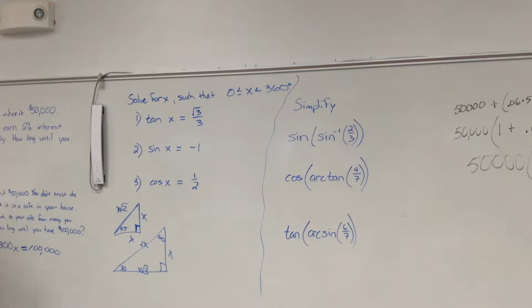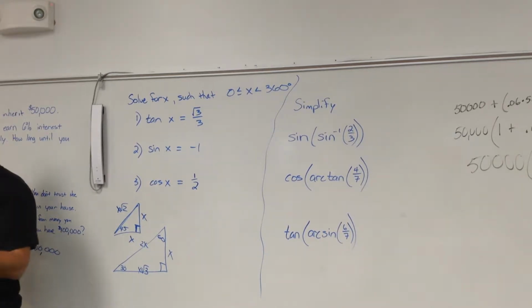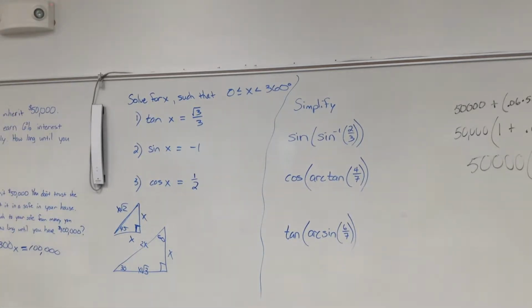60s. Sine of 30? Half. Cosine of 30? Root 3 over 2. Sine of 60, root 3 over 2. Cosine of 60, 1/2. Okay? We got our 45s done. Sine of 45? Root 2 over 2. Cosine 45? Root 2 over 2. Tangent 45? 1. Okay? Then we got to get our tangents done. Tangent of 60? Root 3. Tangent of 30? Root 3 over 3.